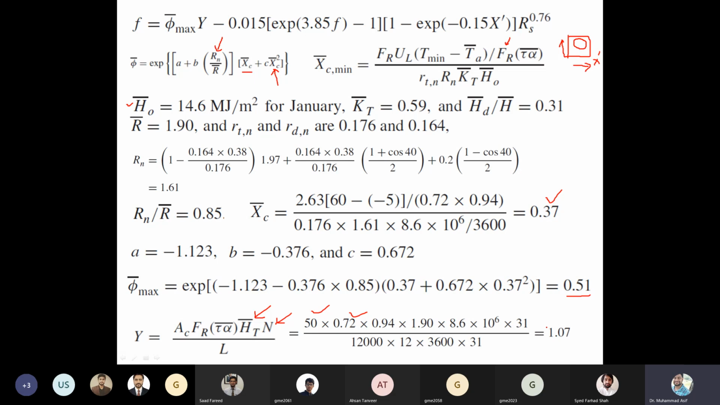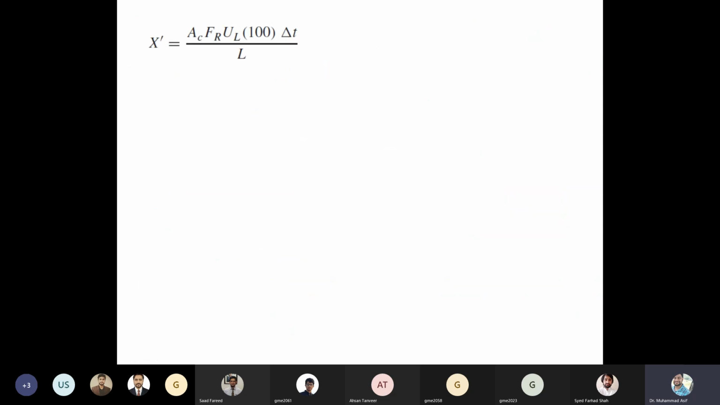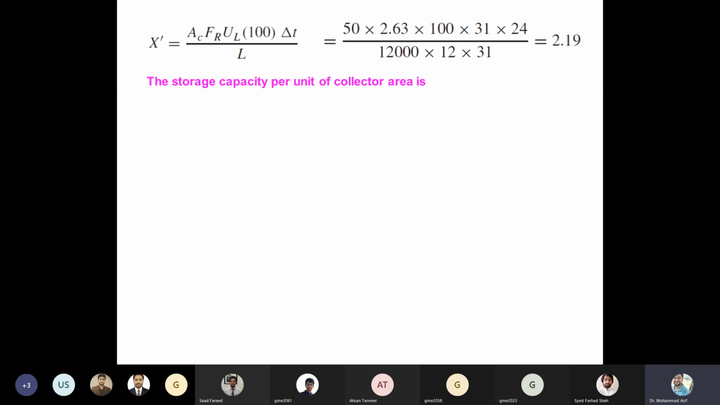So the value of Y is 1.07. Now you can take a product of these. That will be phi bar max into Y. And then the parameter X bar, we can calculate from this formula. We are given all of the values, right?